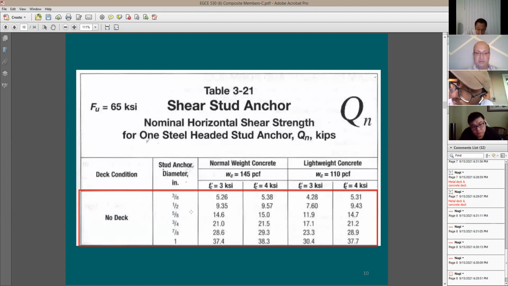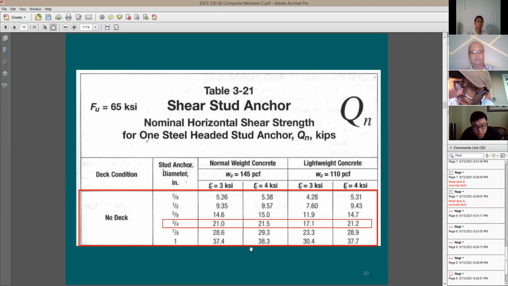What anchor size would you like to use? I'm going to say 3/4 of an inch. This gives you the very typical one. Do we use lightweight? I'm going to say yes. Normal weight, yes. What's the standard? Usually it's going to be 3 KSI. So your capacity is going to be maybe 17.1 for lightweight and maybe 21 for normal weight concrete. I'm talking about these two values, which are very common in our analysis. You can see this one, right? And this one.